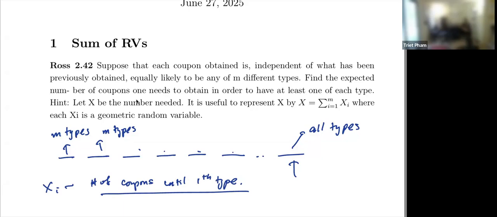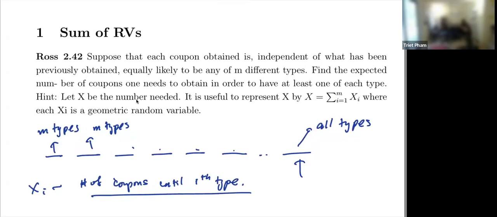Exactly. It's not the ith type exactly, but the additional coupon. That word is very good. Additional coupons from i-1. But having said that, it's not i exactly. You think about it. Let's take the rolling of the dice as an example. You roll a dice. What will be the first number you see? Who knows, from 1 to 6.